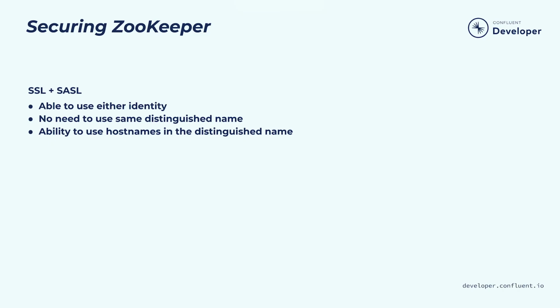If you're using SSL client authentication in conjunction with SASL, then either the SSL identity or the SASL identity may be used to determine access and grant authorization. So all clients don't have to use the same distinguished name, and therefore you can use host names in the distinguished name. While the measures we've discussed here will help secure ZooKeeper, it is highly recommended that you also use network segmentation so that only your brokers and administrative tools have access to ZooKeeper.